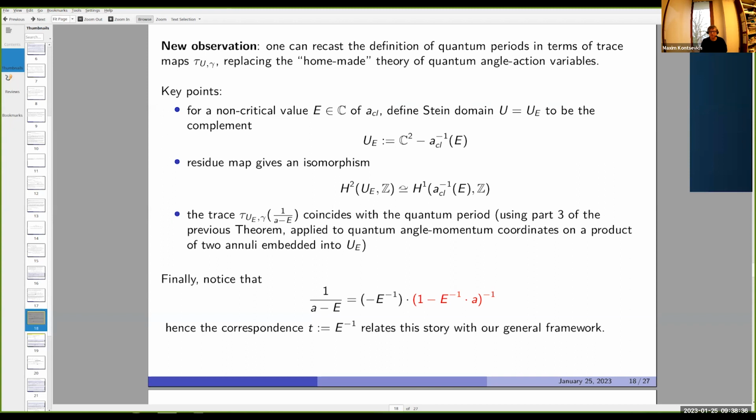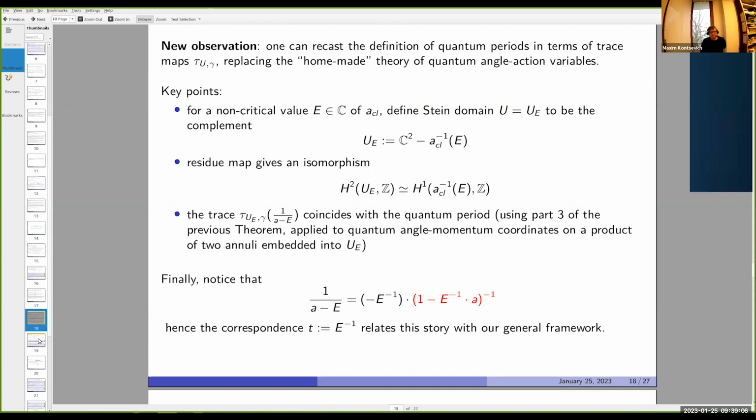And finally, just a trivial remark: if you divide 1 over A minus this number E, it's proportional to 1 minus a constant times A, that is E inverse. So it really looks exactly like our general framework. We get some completion, get a trace on the completion, get 1 minus tA, the variable in the completion, and calculate it. Okay.